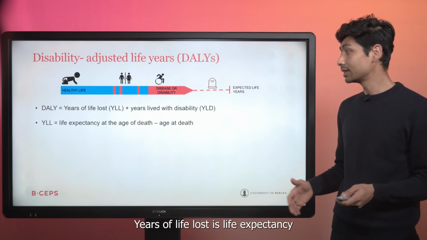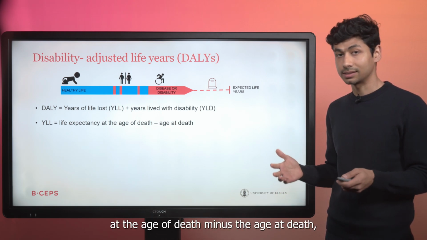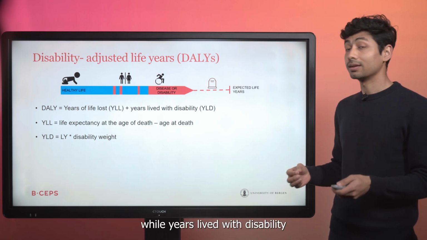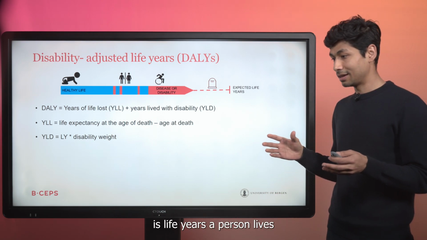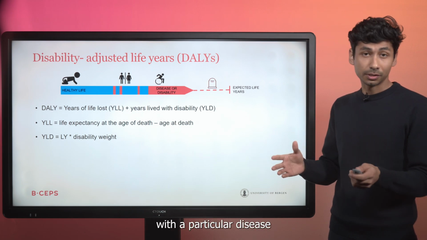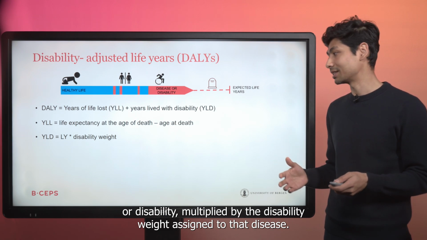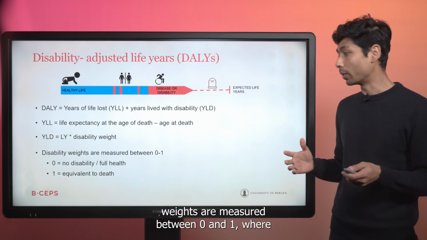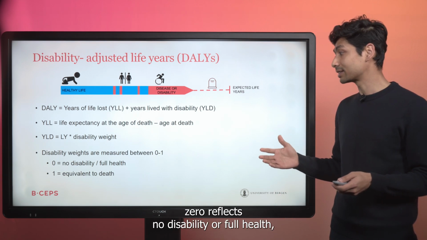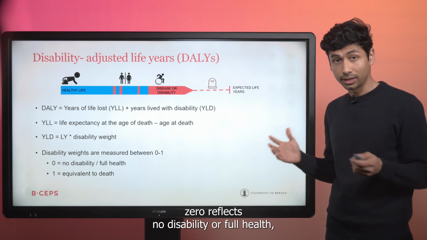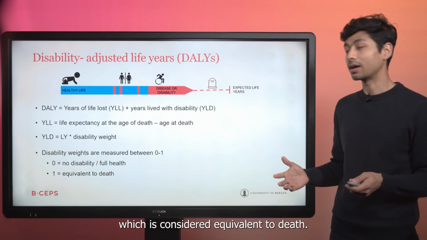Years of life lost is life expectancy at the age of death minus the age at death, while years lived with disability is the life years a person lives with a particular disease or disability multiplied by the disability weight assigned to that disease. These disability weights are measured between 0 and 1, where 0 reflects no disability or full health, while 1 reflects a health state which is considered equivalent to death.